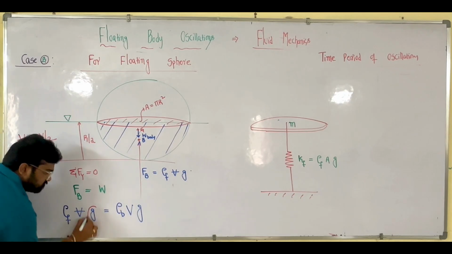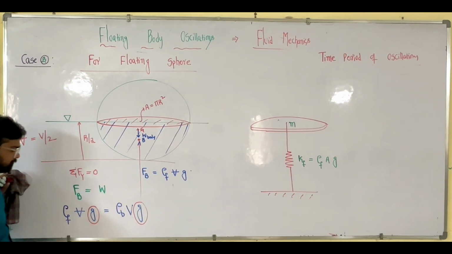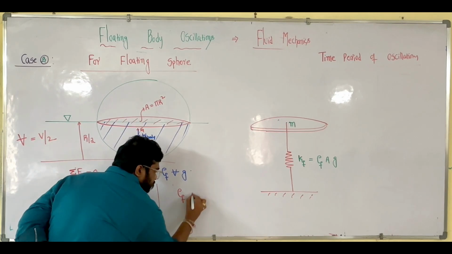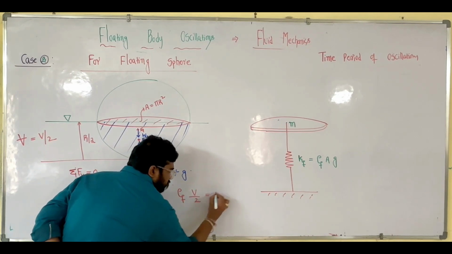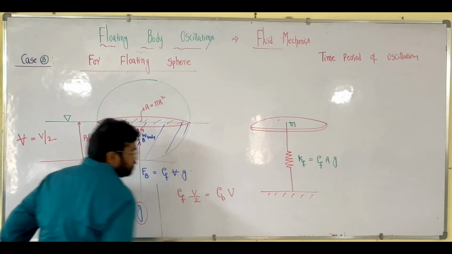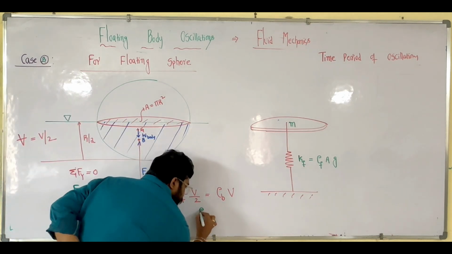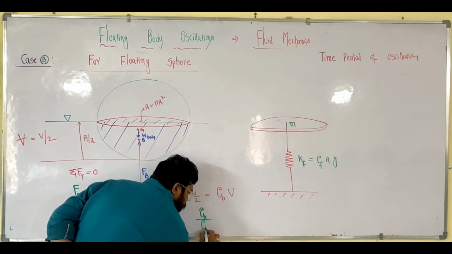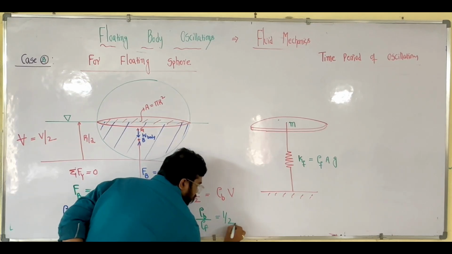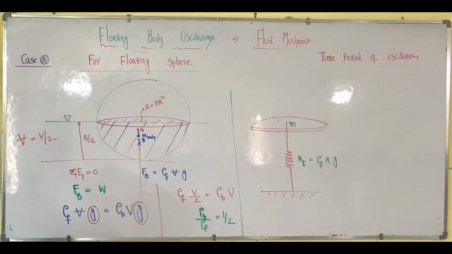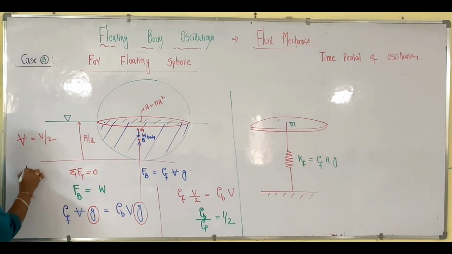Then what will we get? This g gets cancelled out. So we can write density of the fluid into V by 2 equals density of the body into V. Density of the body by density of the fluid equals how much? 1 by 2. Are you getting the same? This is hydrostatics.